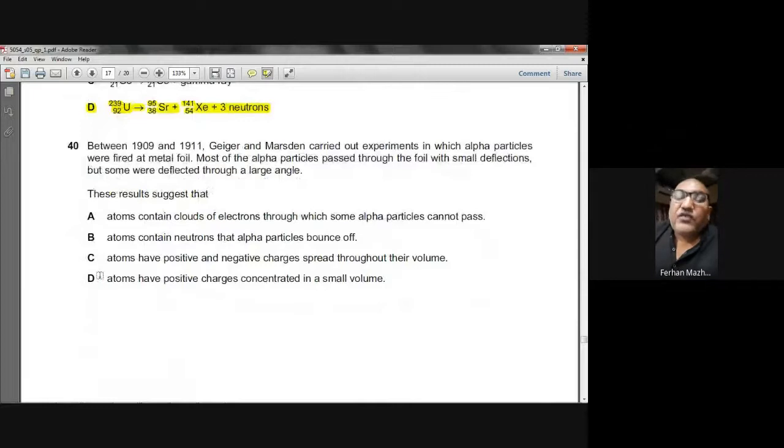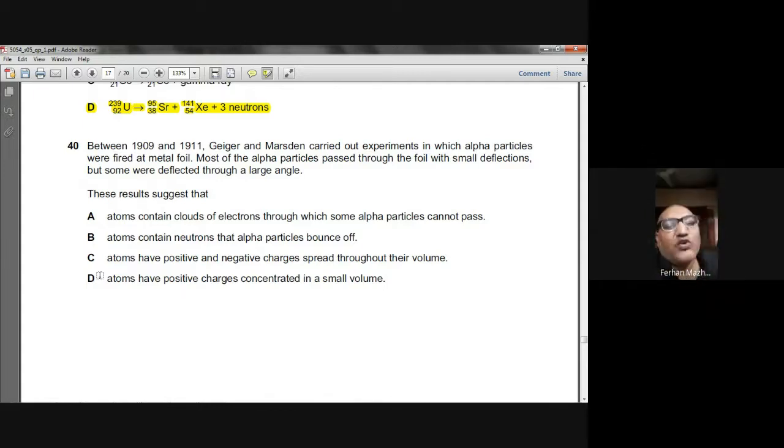So, question number 40 is showing up on your screen. Between 1909 and 1911, Geiger and Marsden carried out experiments in which alpha particles were fired at metal foil. Most of the alpha particles passed through the foil with small deflections, but some were deflected through a large angle. These results suggest that... Geiger and Marsden carried out experiments you must have studied in your chemistry.